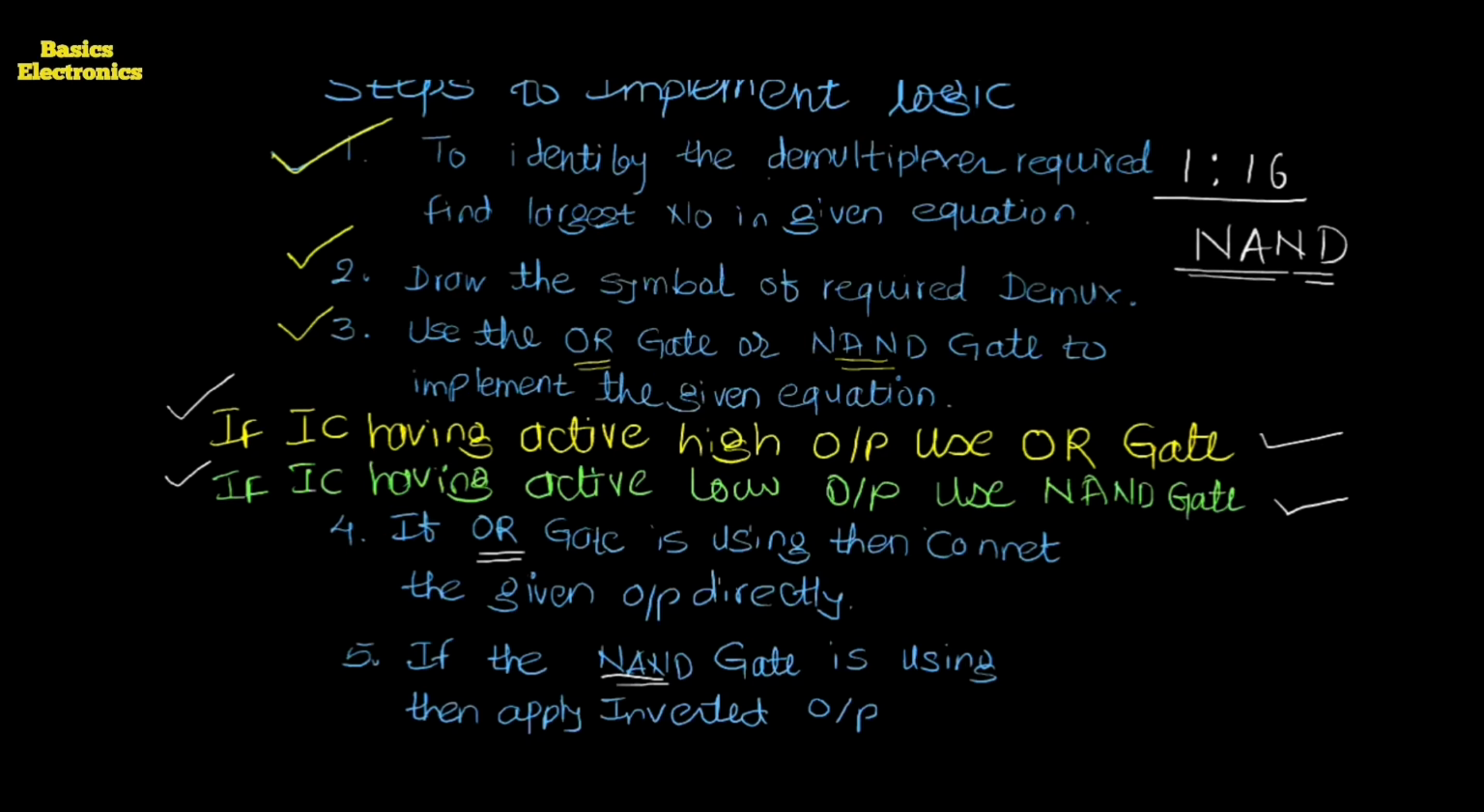Okay, if the question is like this, implement the following logical equations by using one line to 8 line demultiplexer, or they mention like this, implement the following equation by using the demultiplexer IC which has an active high output. For active high output, we use the OR gate, and for active low output, we use the NAND gate. So if there is a condition specified, whether the output is active low or active high, then we decide what type of gate we require to use.